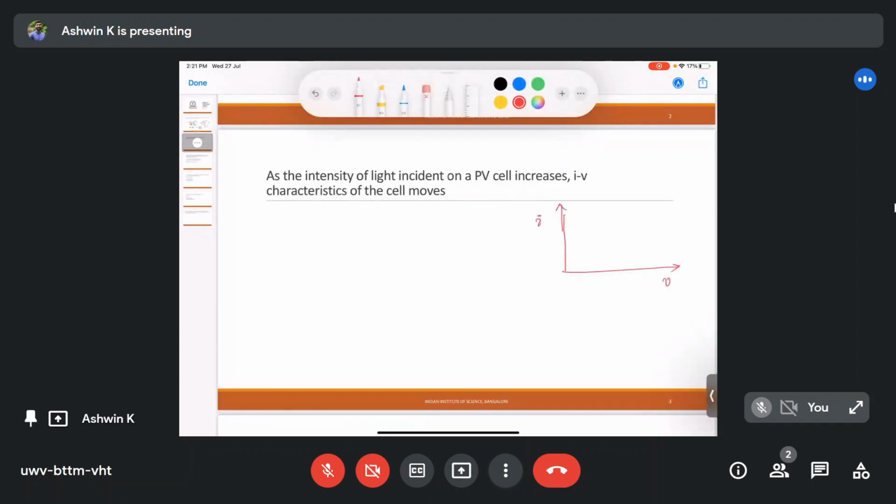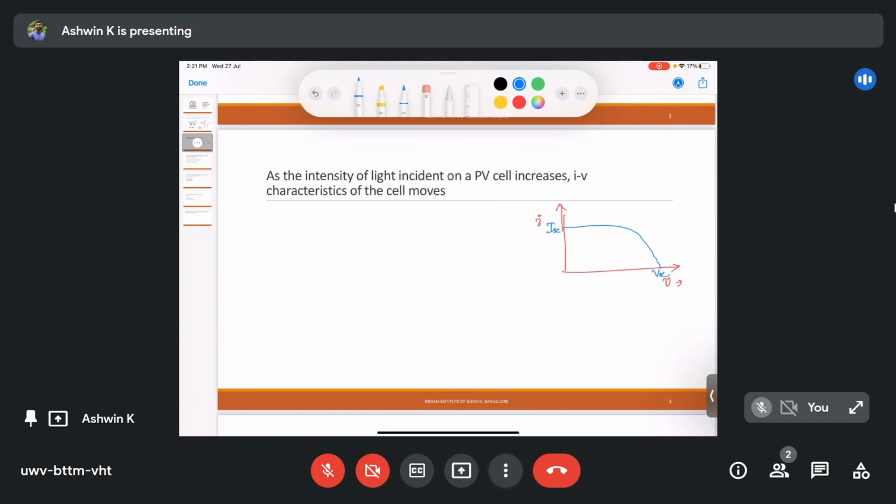So this is your I, this is your V, and this is how an ideal, non-ideal IV curve looks. So this is your ISC. This is your VOC.